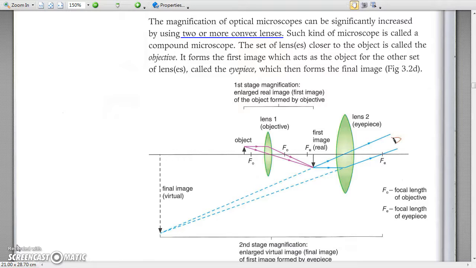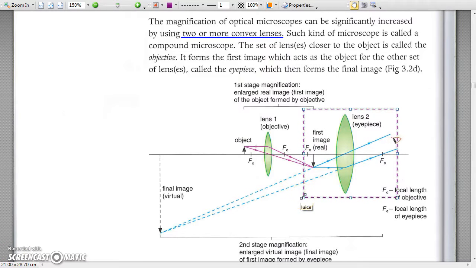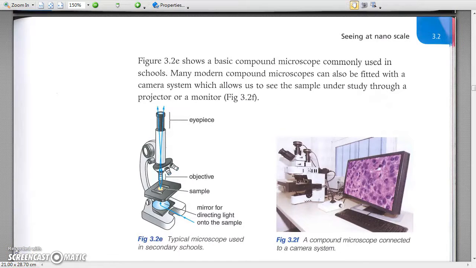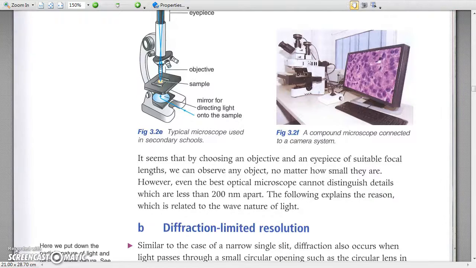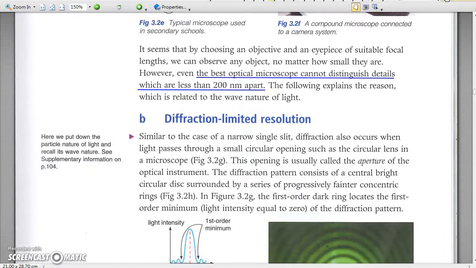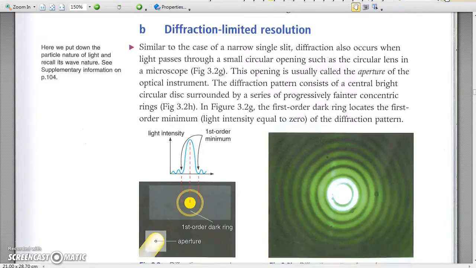In a compound microscope, the objective lens forms a real inverted image, and then the eyepiece magnifies the inverted image to form a final image which is magnified and inverted. With suitable choice of lenses, the magnification of a compound microscope can be further increased, but it is never able to distinguish details within 200 nanometers apart. Moreover, diffraction effect limits the resolution of all instruments based on wave theory.